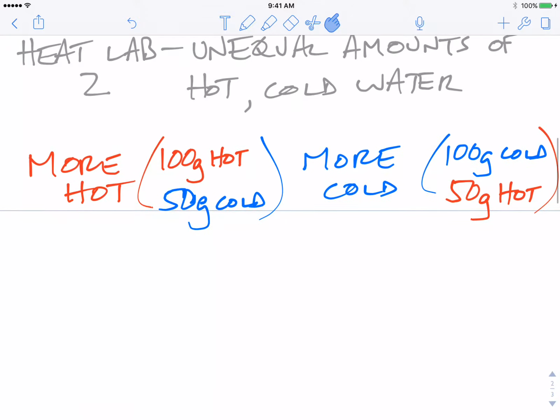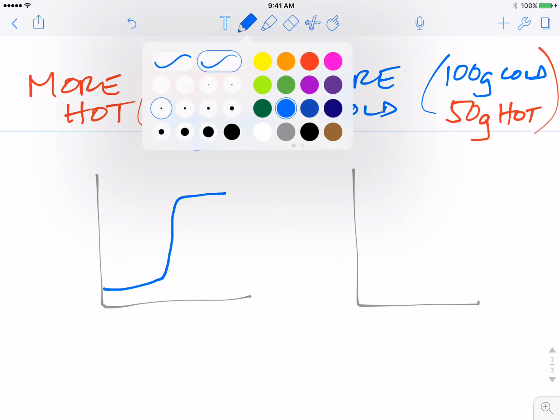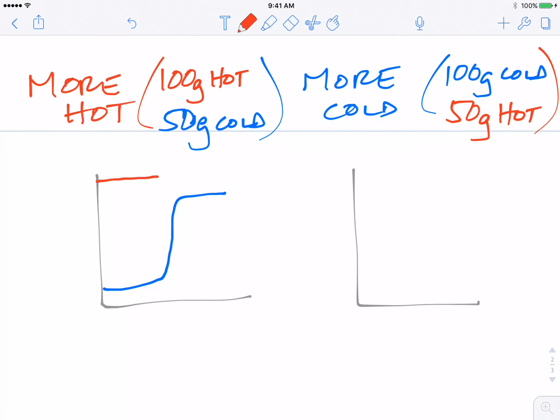Okay, so the results of the lab are something like this. I'm going to draw my axes here. So here's kind of what my graphs would look like. If I had more hot water, this is what my graph would look like, with your final temperature being closer to the initial temperature of your hot.